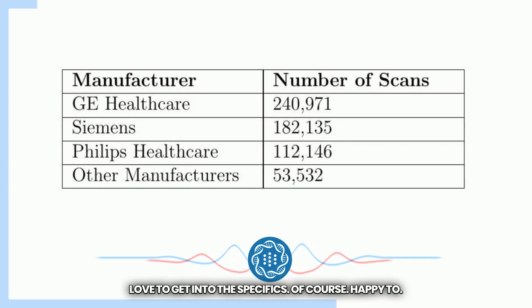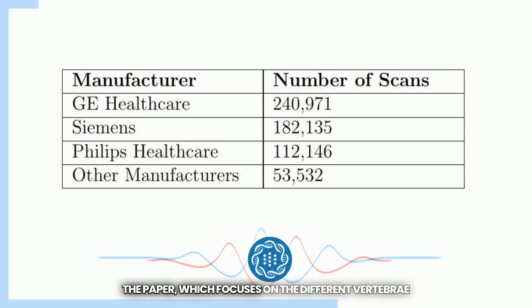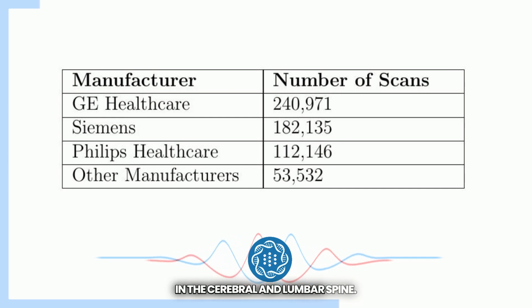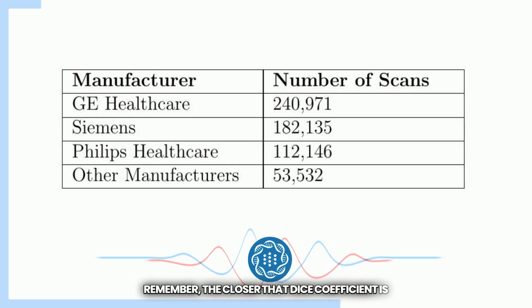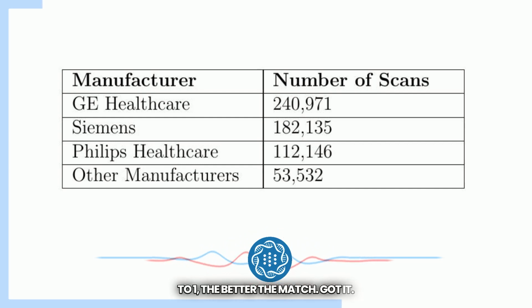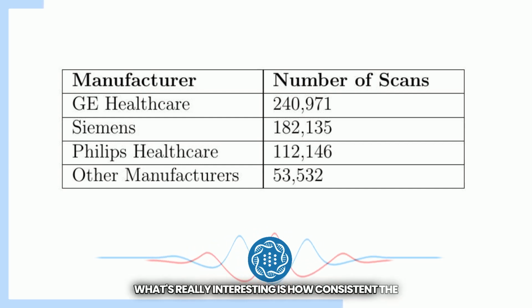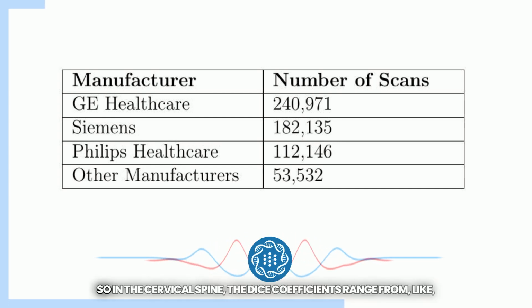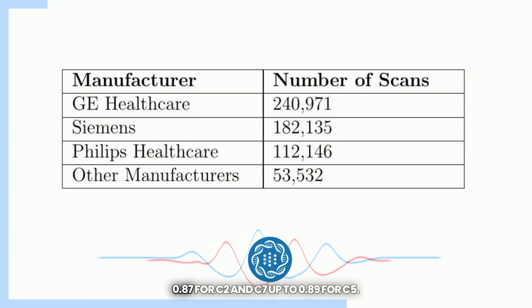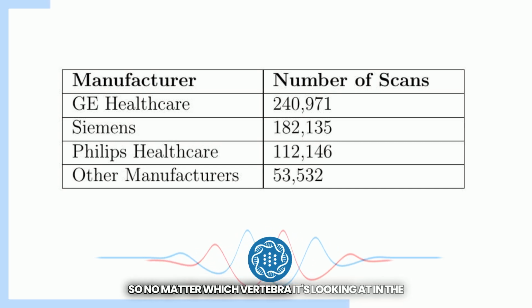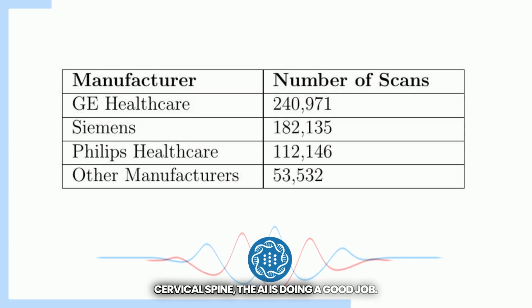Of course, happy to. Let's take a look at Table 4 from the paper, which focuses on the different vertebrae in the cervical and lumbar spine. Remember, the closer that dice coefficient is to 1, the better the match. Got it. What's really interesting is how consistent the scores are across the different vertebrae. So in the cervical spine, the dice coefficients range from 0.87 for C2 and C7 up to 0.89 for C5. So no matter which vertebra it's looking at in the cervical spine, the AI is doing a good job.